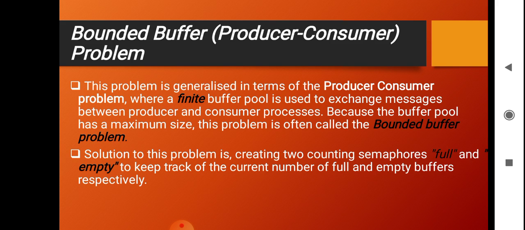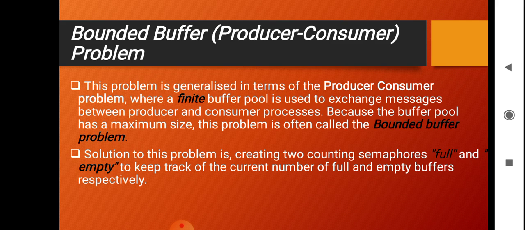So what is the solution to this problem? The solution is to create two counting semaphores. We have already studied the types of semaphores. In this bounded buffer problem we are going to use counting semaphores, that is full and empty. So there are two counting semaphores we are going to use. Why do we have to use full and empty as semaphores?